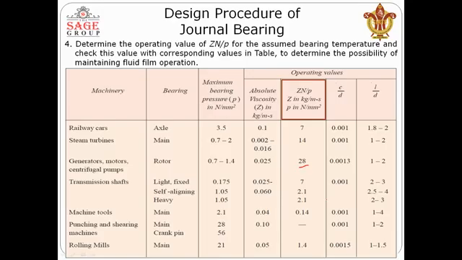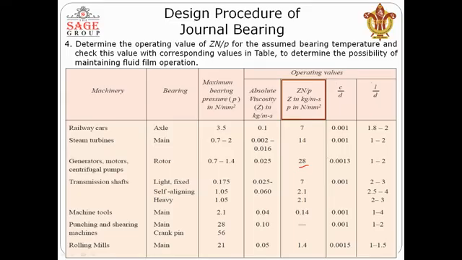Okay, Zn upon P is known as the bearing characteristic number, and bearing modulus K is the minimum value of the bearing characteristic number at which the fluid film breaks. So here the value is given as 28. We keep this value equal to 3K, and we identify the value of K, which is the bearing modulus.